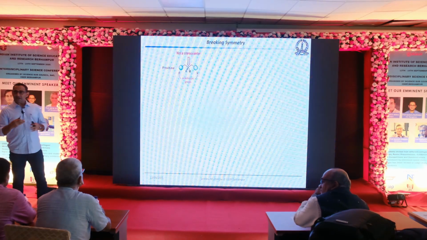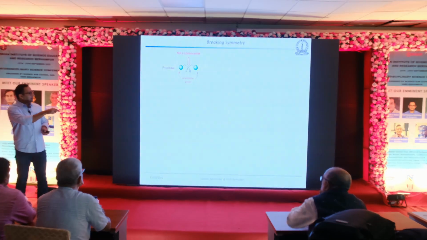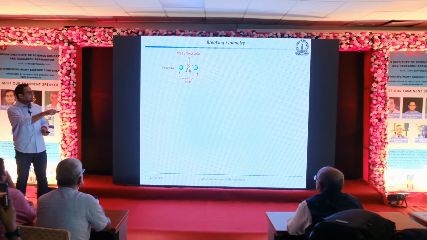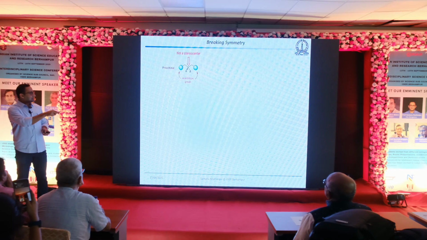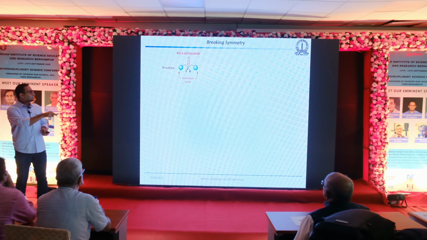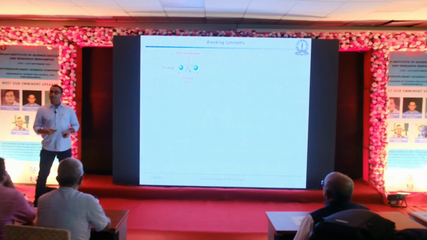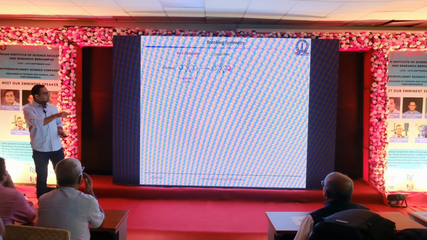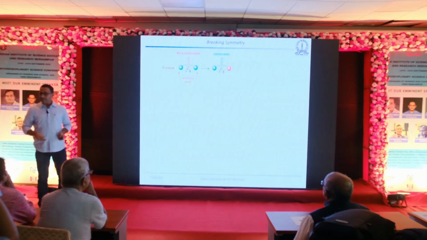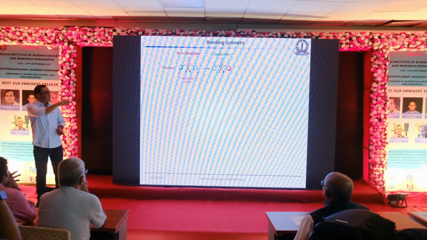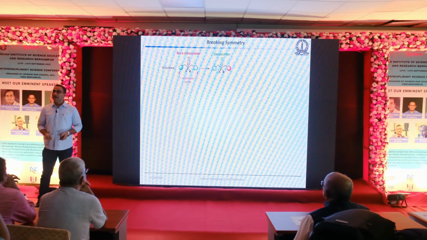So let me just explain the concept. This is a prochiral molecule where we have two identical functional groups. As a result, there is a plane of symmetry here, and this center is not yet a chiral center. This is the prochiral center. But if we convert one of these two functional groups to a different functional group, then this center, which was a prochiral center, will become a chiral center.